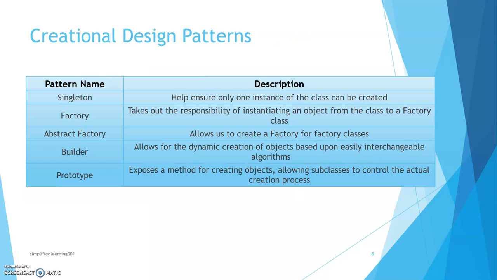Moving on, let's look into the creational design patterns. As discussed earlier, there are 5 of them: singleton, factory, abstract factory, builder, and prototype design patterns. Let's talk about some of them. The singleton design pattern is used when we want to ensure that only one instance of a class can be created. The factory design pattern takes out the responsibility of instantiating an object from the class to a factory class. And talking about the builder design pattern, it allows for a dynamic creation of objects based upon easily interchangeable algorithms.